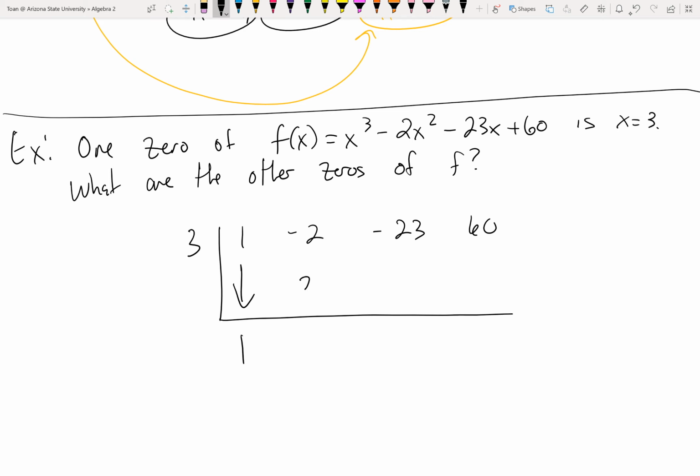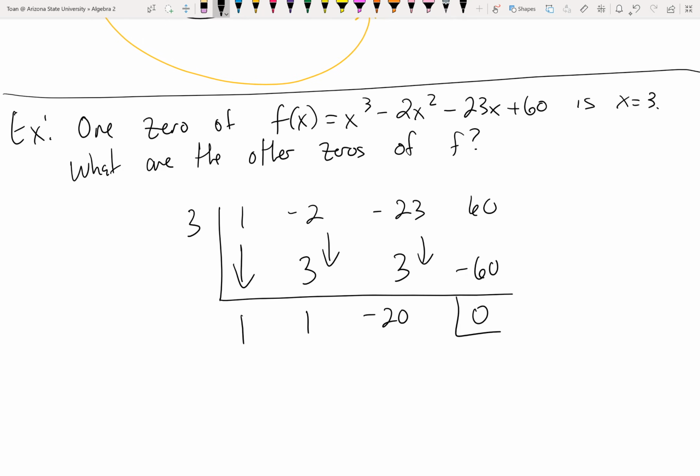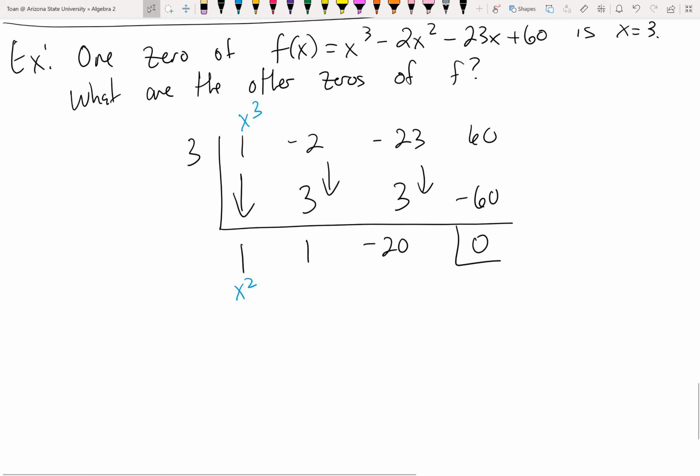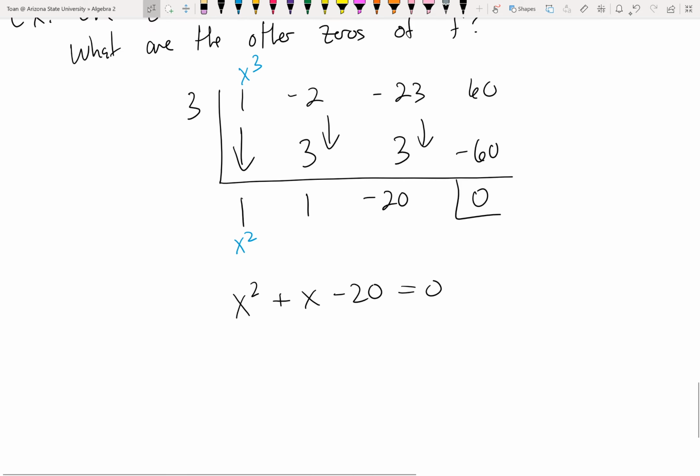Bring down, multiply, add, multiply, add, multiply, add, and we get a zero as a remainder. This is sort of a nice self-check. If I tell you something is a zero or a factor and you do not get a remainder of zero, you probably did something wrong. So the original problem started with x cubed, so this is an x squared. And the instruction said find the zeros, that means solve. So I need to solve x squared plus x minus 20 equals 0, and then you solve it however you will: factoring, quadratic formula, completing the square, etc.